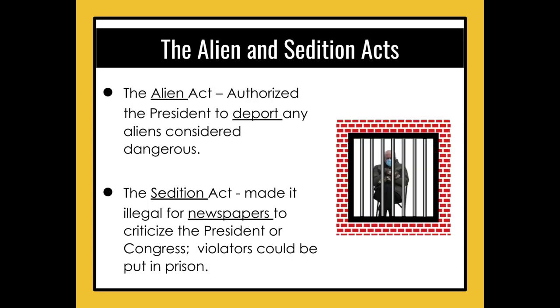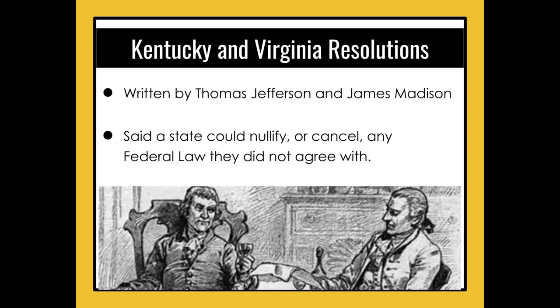The Alien Act stated that the president would be able to deport any alien that was considered dangerous. The Sedition Act made it illegal for newspapers to criticize the president or Congress. If you violated this act, you would face punishment in prison.